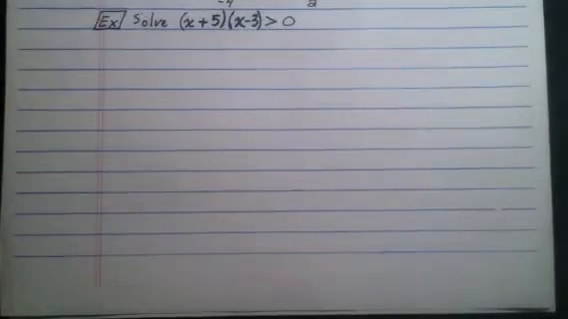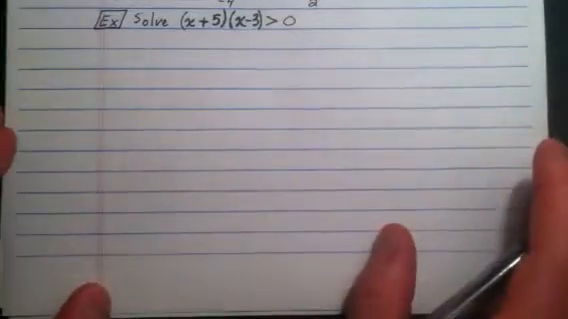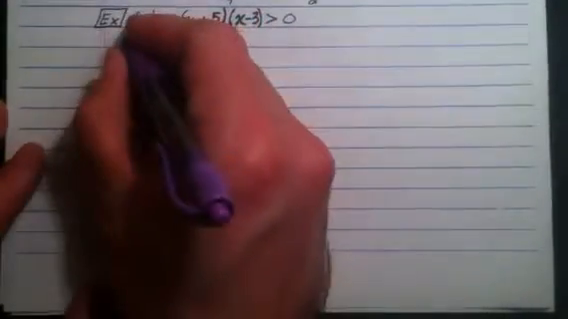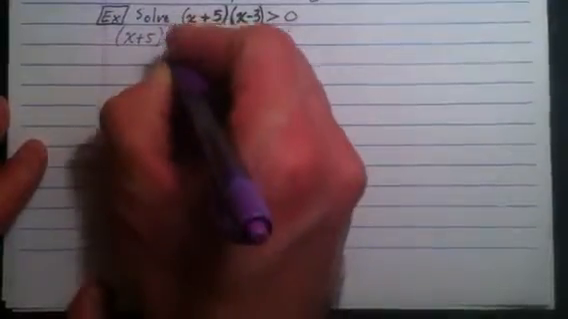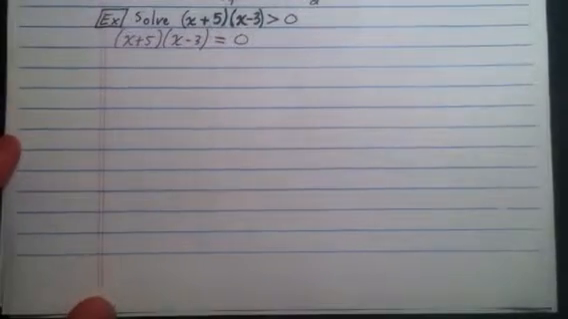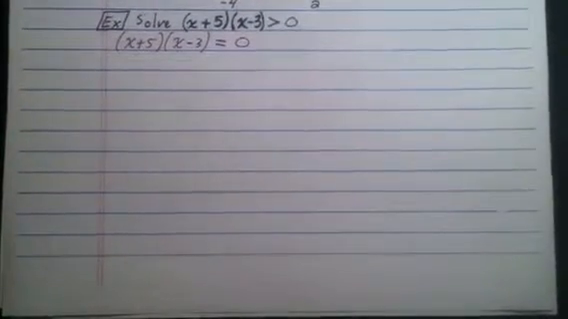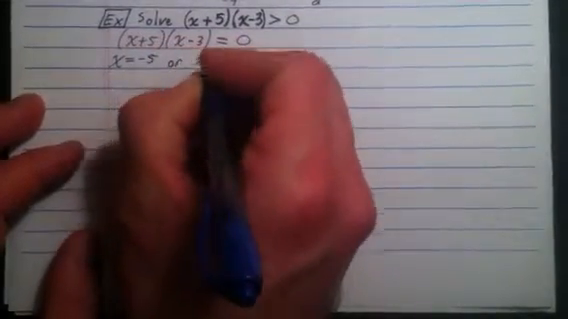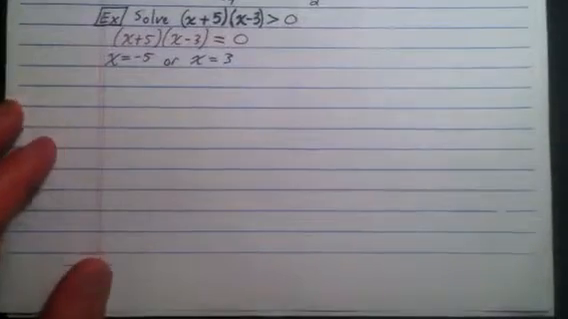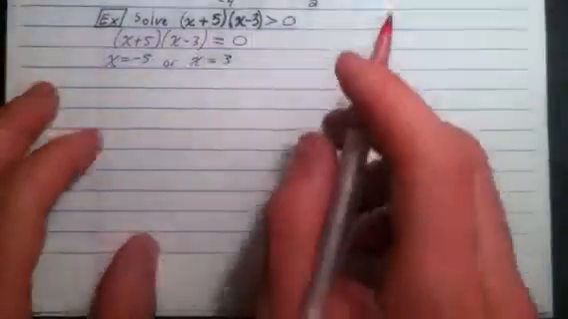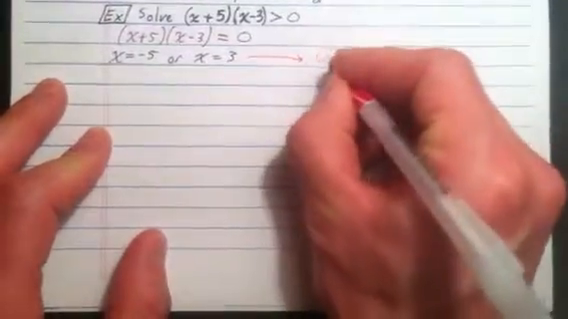We can just think of this as x plus 5, x minus 3. What x values are going to make that equal 0? That's how we find our cut points. So this tells us x either is going to have to equal -5 or x is going to equal positive 3. So from that, we want to graph our intervals on a number line like we did above.